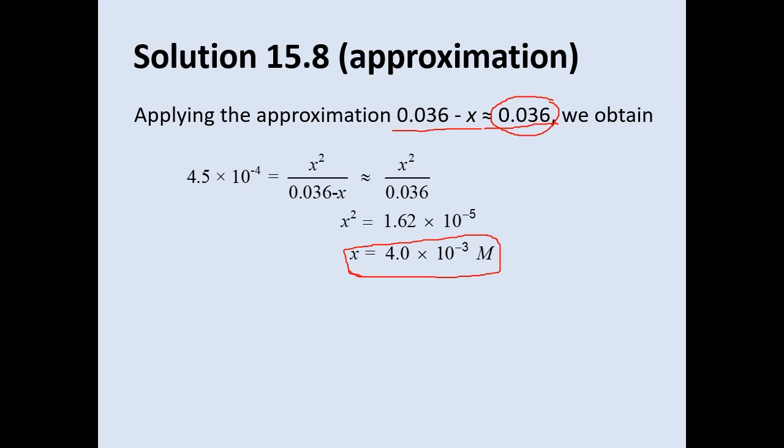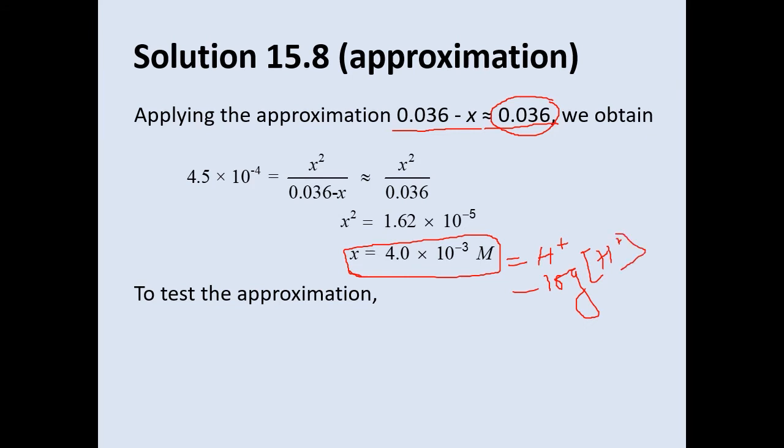So this 4.0 times 10 negative third molar is the hydrogen ion concentration, because in our equation we've considered x to be the hydrogen ion concentration, and also the nitrous ion concentration. Okay, so we will just take the negative log of this concentration to find the pH of the solution.